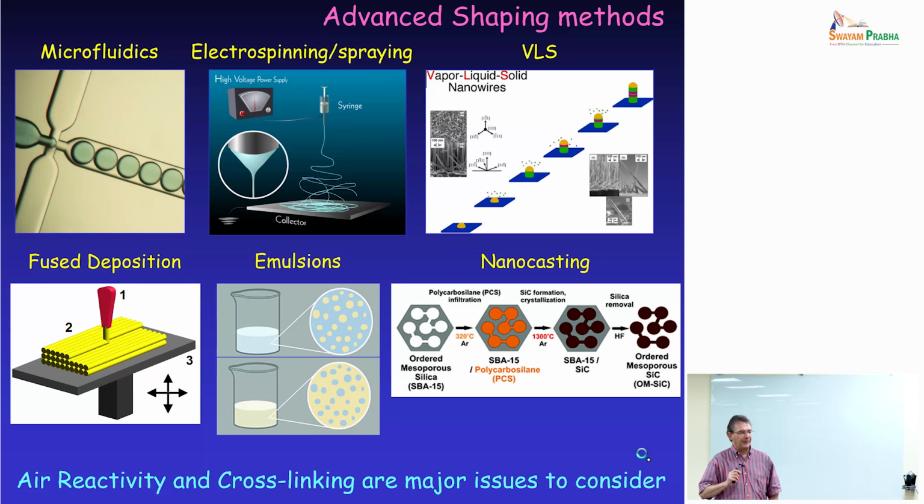shape. I didn't mention, but some of these polymers, especially silanes and carbosilanes, are moisture sensitive. So rather than air, I would say moisture reactivity is an issue. So if you want to get oxygen-free ceramic, you need to avoid processing in the normal environment. You need to use a glove box. Let me simply add one point.